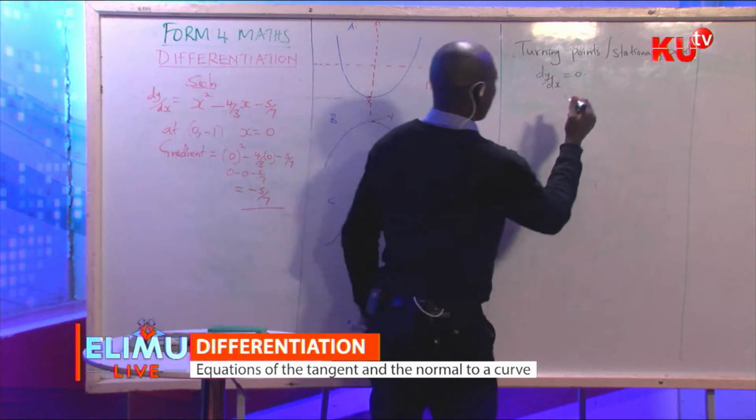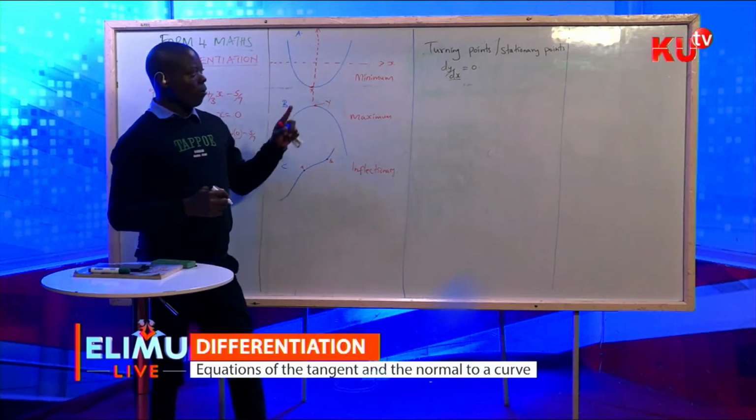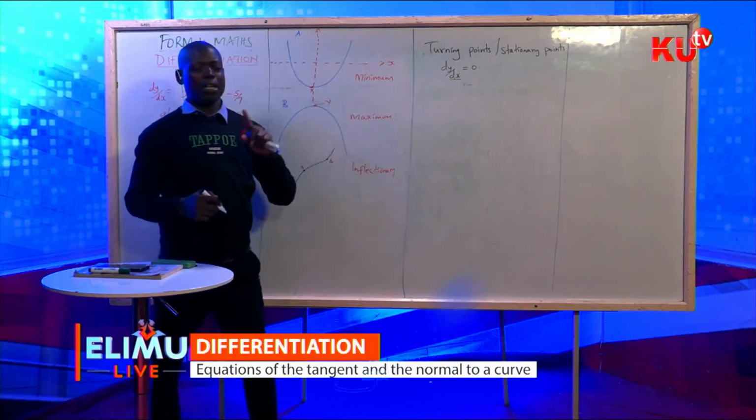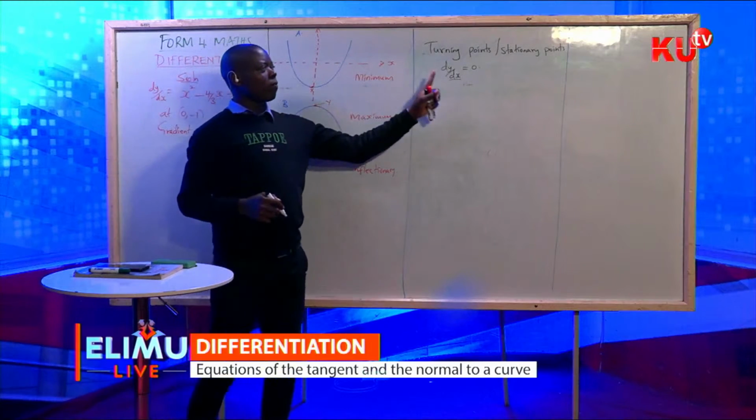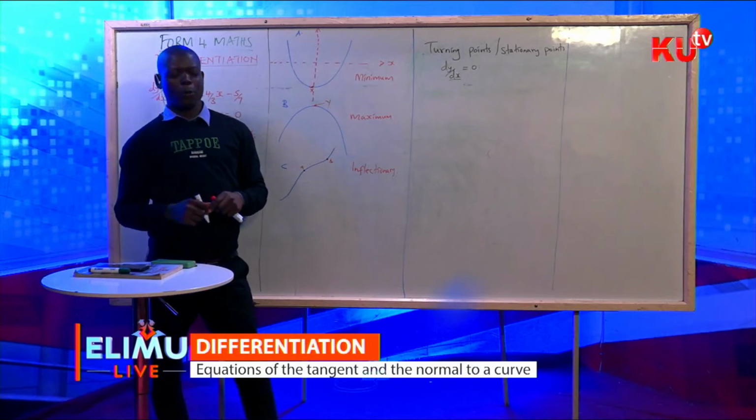In this case, we've seen how to differentiate, because that is what we started with. We have seen how to differentiate to get the dy dx. Then once you've found the dy dx, equate it to 0, you will get the turning point.